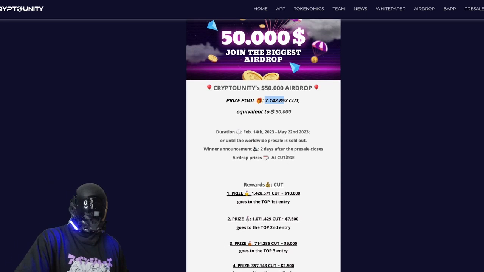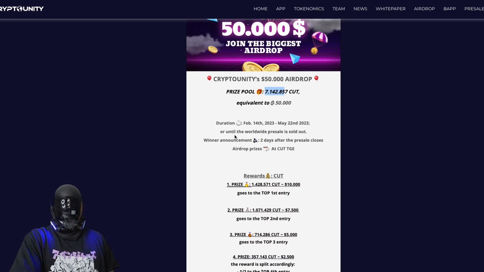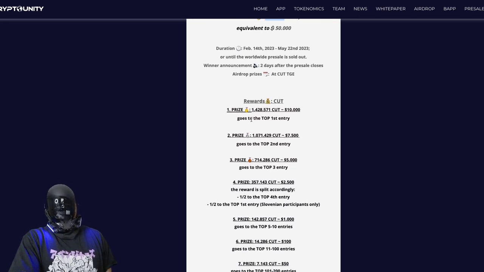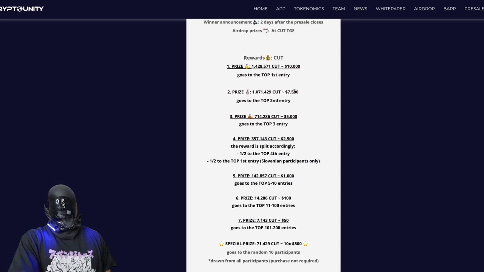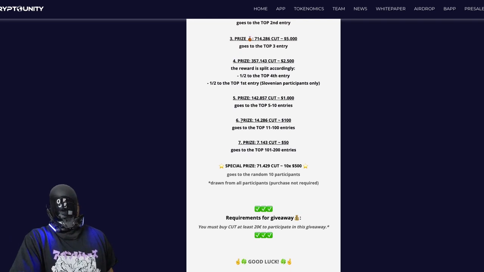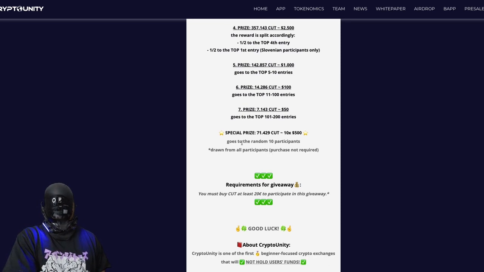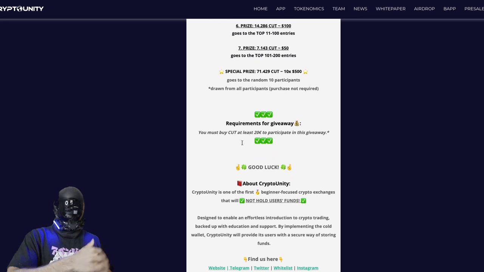We're talking about CUT, the token of the year. This is what's up. Duration, like I said, 88 days, but it's ending May 22nd, 2023, or until the worldwide presale is sold out. We're looking at different award stages right here. Look at prize number one, $10,000, which is equal to 1.428572 CUT, and so on with the prizes. Going from 7,500, 5,000, 2,500, 1,000, 150, and it is good regardless where you stand because special prize also it is 10 times $500 and that goes to 10 random participants. So there's a lot of chances for this great giveaway.